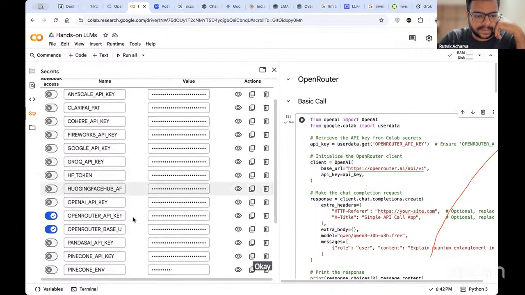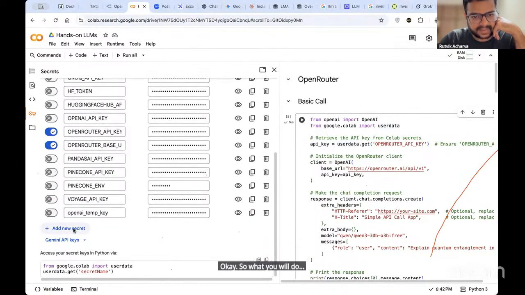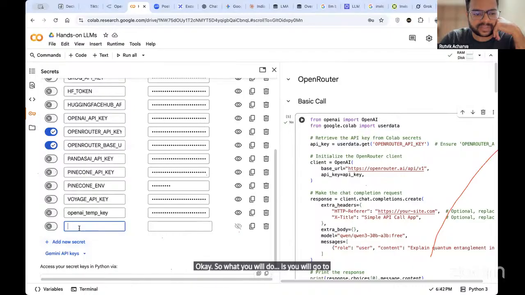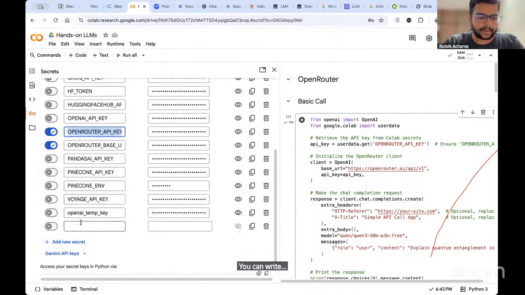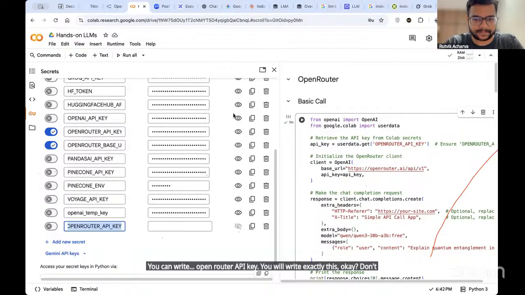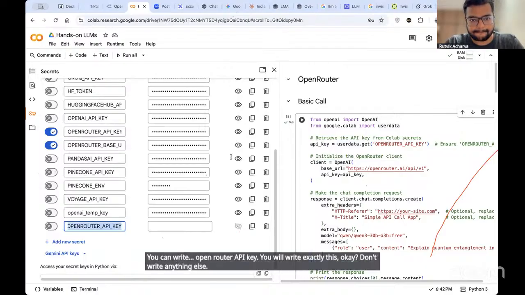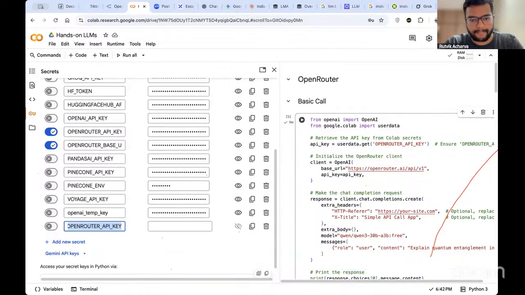Okay. So what you will do is you will go to add a new secret. You can write open router API key. You will write exactly this. Okay. Don't write anything else. Open router API key.